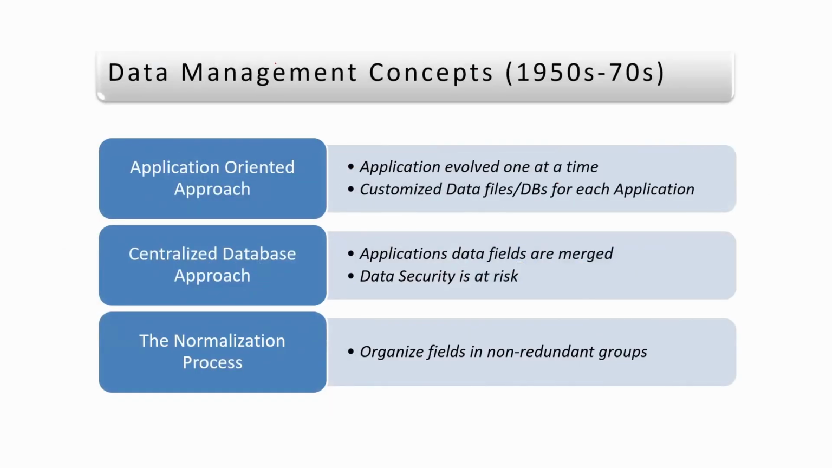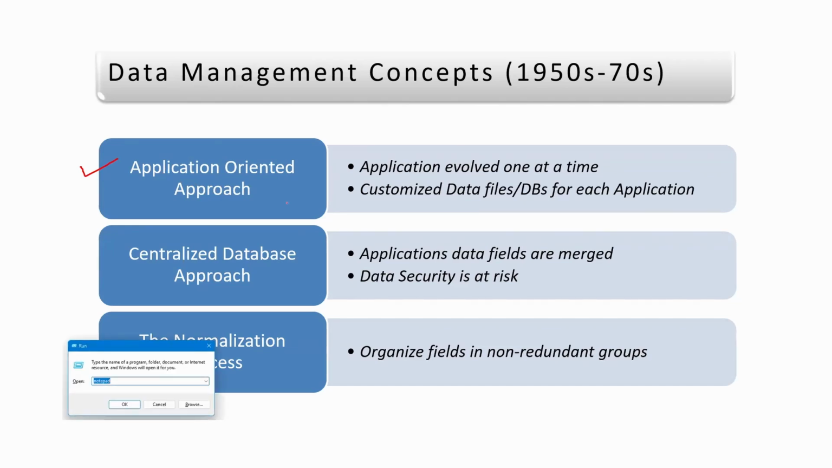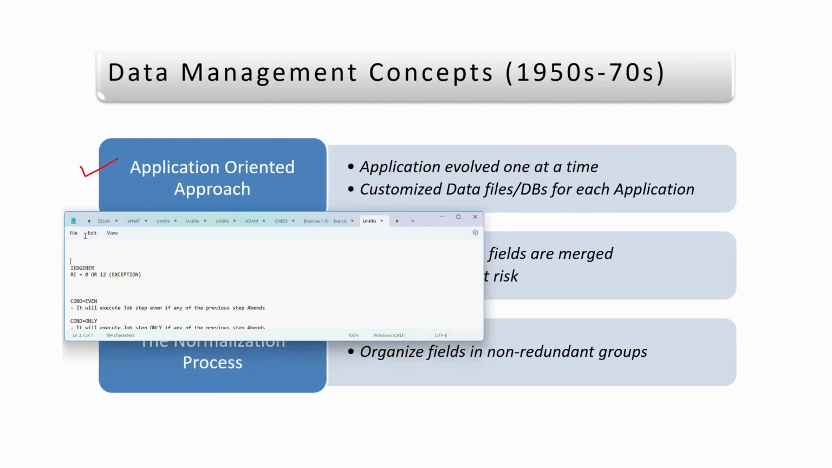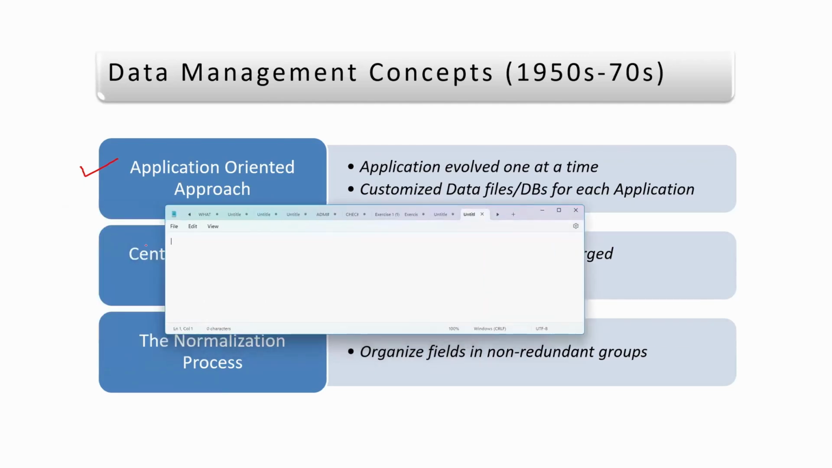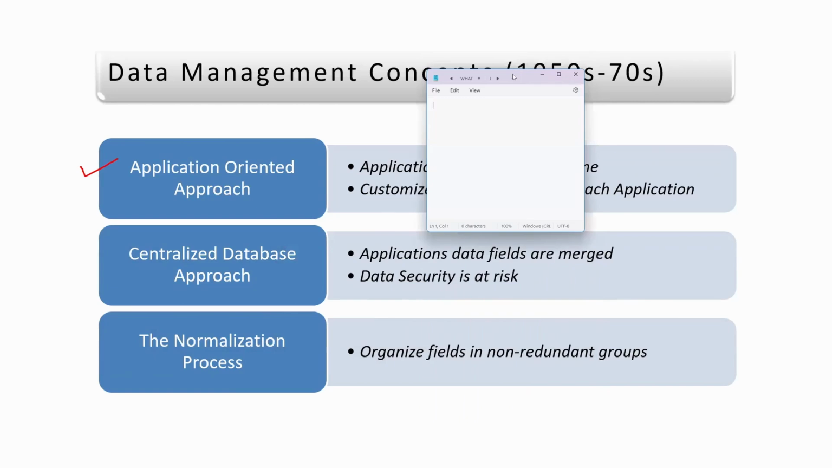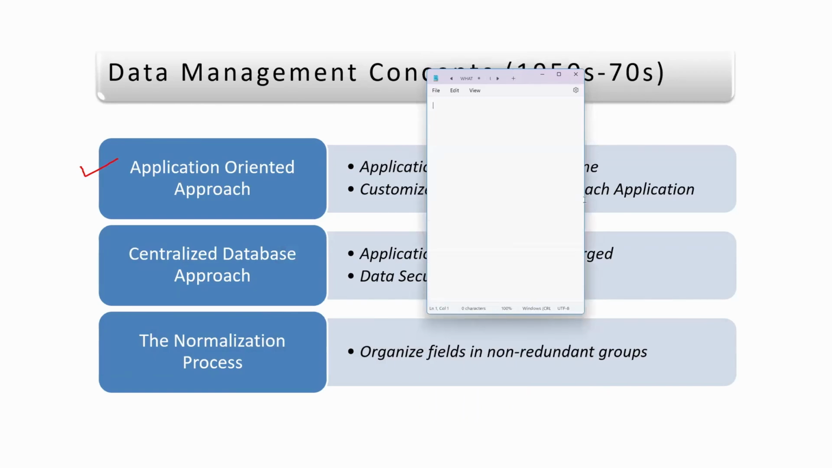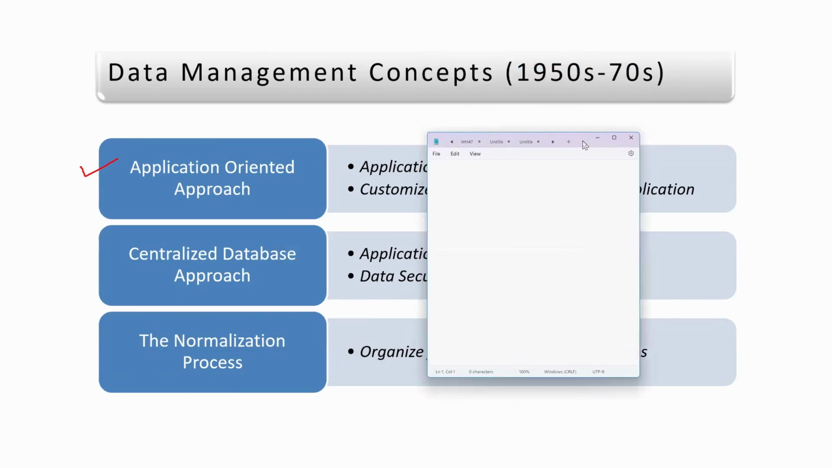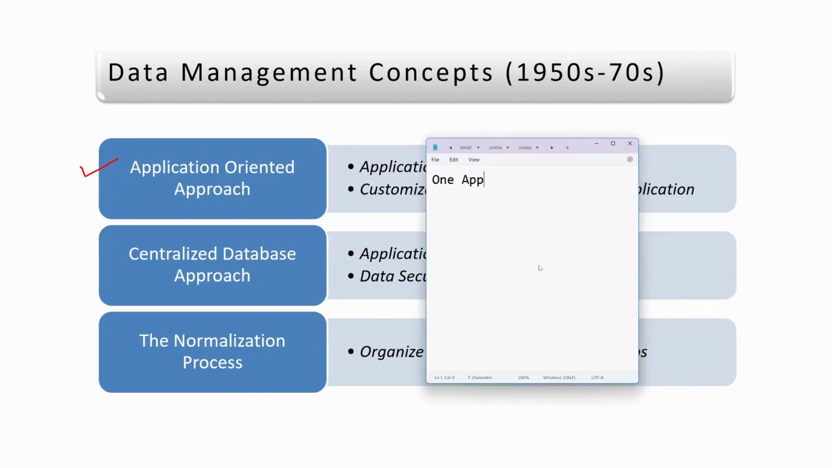Now let's see some architecture. What was the data architecture used in very olden days? In the 60s or 70s, software was very expensive. Since it was very expensive, they could not develop all the software in one shot. Instead, they created one application at a time.